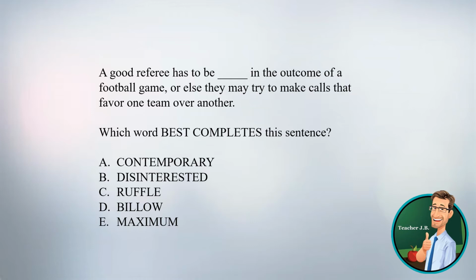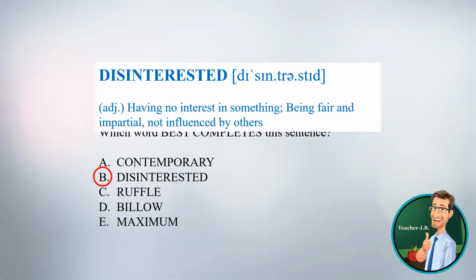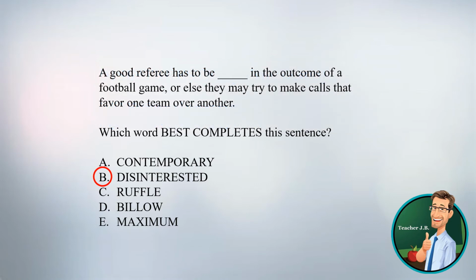Yes, the answer is B, disinterested, and it means having no interest in something, being fair and impartial, not influenced by others. So if we read the sentence again, a good referee has to be disinterested in the outcome of a football game, or else they may try to make calls that favor one team over another.